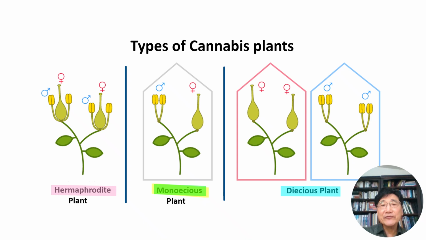I would like to introduce one different type of cannabis plant. This type is a hermaphrodite plant. It has perfect flowers bearing stamens and pistil in the same flower. Therefore, there are 3 types of plants in cannabis, such as monoecious, dioecious, and hermaphrodite plants. You can compare the 3 diagrams on this slide.